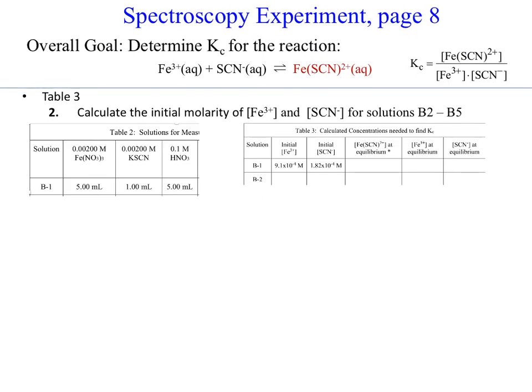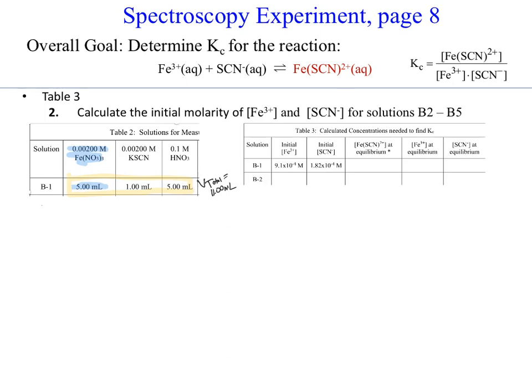Okay, so here we are going to calculate the initial molarity of iron 3 plus. And what information am I going to use? I'm going to give an example for solution B1. So in table 2, we had everything straight. I have my molarity and the volume of iron, and I also can see my total volume in that test tube is 5 plus 1 plus 5, which is 11.00 milliliters. So remember, to get molarity, it's a 3-step problem.